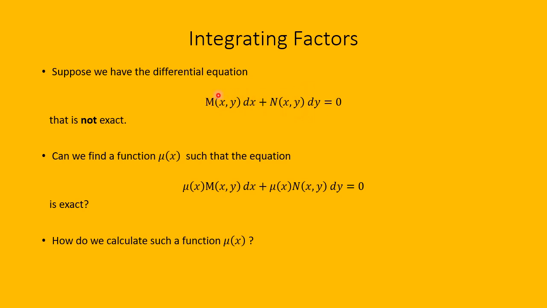We change an equation that's not exact into an equation that is exact by multiplying both sides of the equation by some function mu of x. How do we find such a function mu of x?